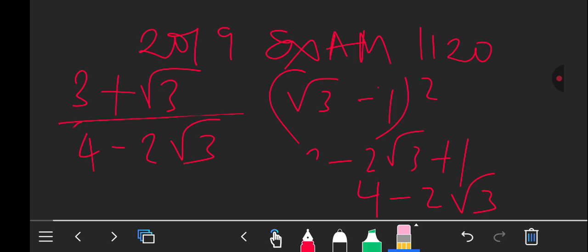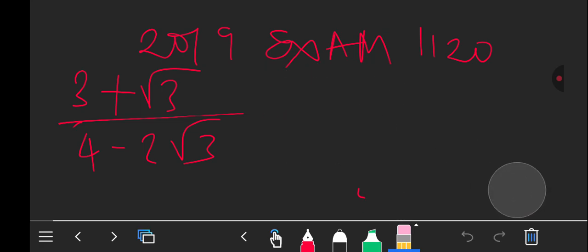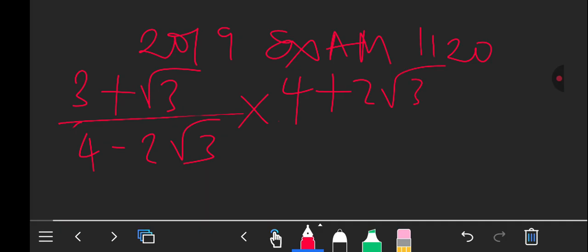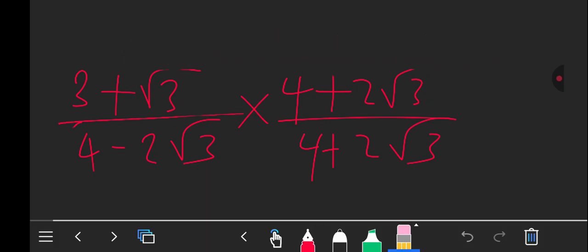Then at this point now, what we can do is to multiply by a conjugate. So the conjugate there, you interchange the sign, it will be 4 plus 2 root of 3 over 4 plus 2 root of 3. Okay, then at this point now, we can just multiply. So let me wrap the top part there. So what we can say is 3 multiplied by 4, that is just a 12. Okay, so we have a 12 there.